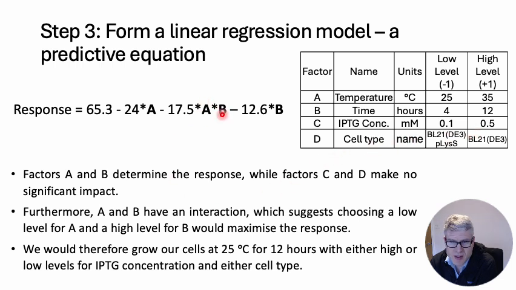And I mentioned that this interaction is really important, and it helps us to figure out that we'd like to have a high level for B. So we grow the cells at 25 degrees for 12 hours post-induction with either high or low IPTG levels and either cell type. So we've got this really nice responsive equation that tells us that A is the most important because it has the biggest coefficient, but yet we've got this really important interaction. So the effect of A depends on the level of B and vice versa.